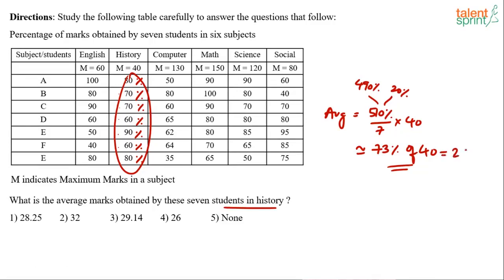70% of 40 is 28. 3% of 40 is 1.2. So 29.2. Somewhere around 29.2. Which is option 3. Right. Clearly 1, 2, 4 are not the answers. You can maybe say strictly 5th option and all this, but do the precise calculation. I've done an approximate calculation. When you do the actual calculation, it comes out to be slightly less than 29.2. Because this is not 21%, right? This is 20%. So answer will be slightly less than 73%. Option 3 satisfies.